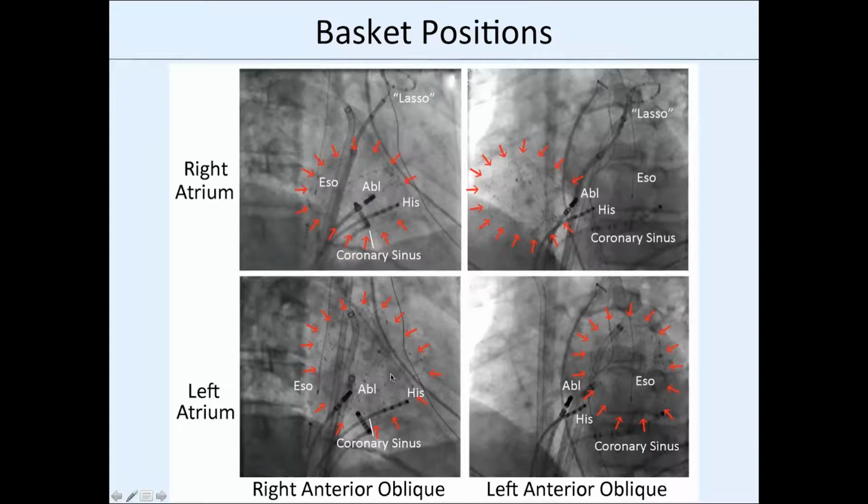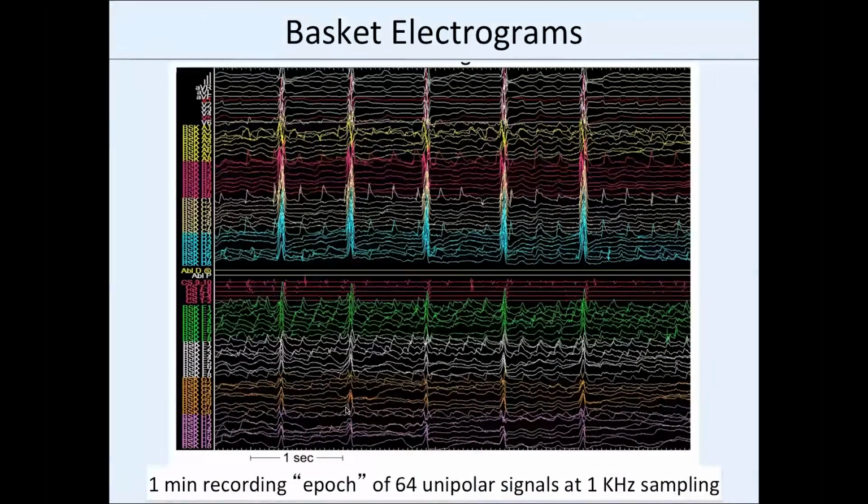And then the left atrium. Again, looking down the barrel of the basket, the splines are relatively uniformly distributed in the left atrium with pretty good coverage. With that, we get these recordings. These are all 64 unipolar basket recordings. There's a large ventricular recording here that's subtracted out by the software.